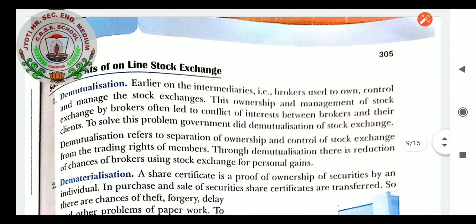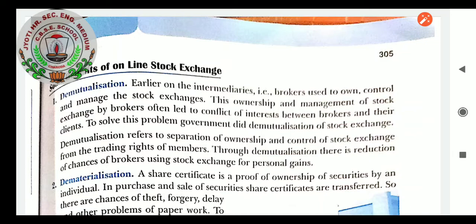Next we are going to learn some benefits of stock exchanges, online stock exchanges. Students, there are two main benefits of stock exchange: one is demutualization and the second is dematerialization.